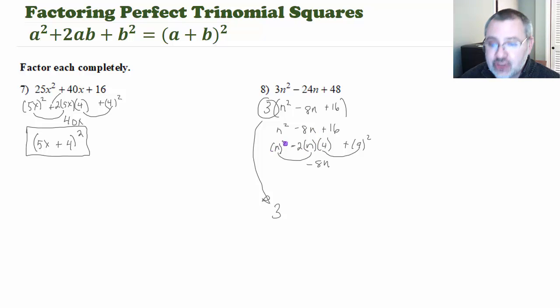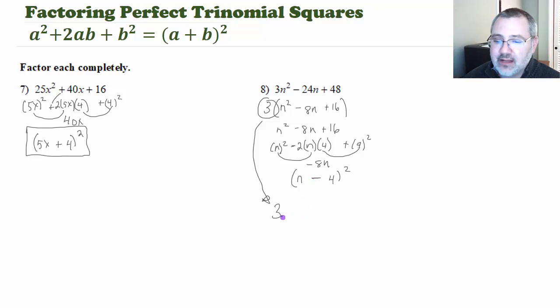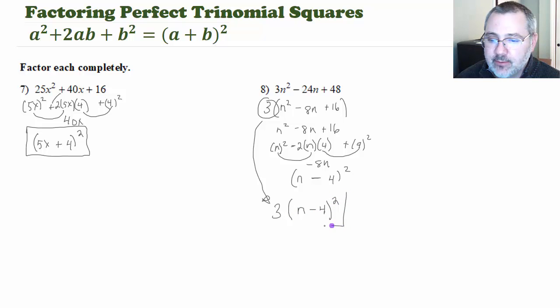But since the first term is a perfect square, the last term is a perfect square, and this middle term fits this pattern, doubling the product of the first and the last thing being squared, we know it's a perfect square trinomial. So then we make our binomial being squared, and the first thing you square is n, so it goes first. The last thing being squared is 4, that goes last. And because we have a minus in the middle, we put minus here. So our final answer should be 3 times the quantity of n minus 4 quantity squared.